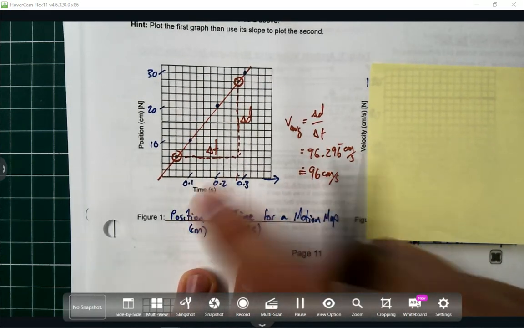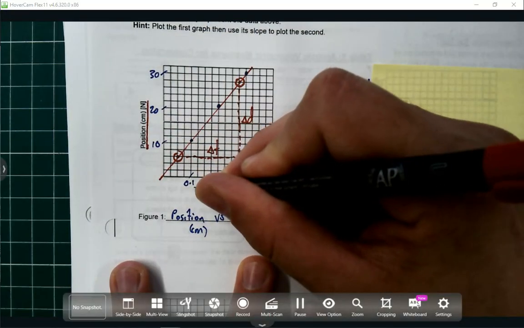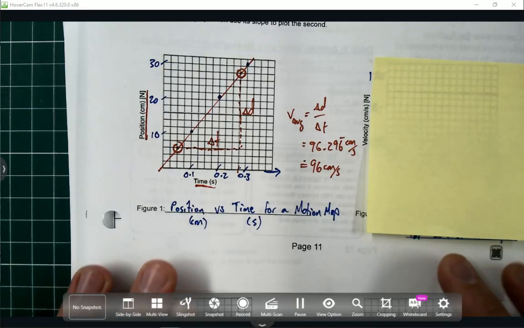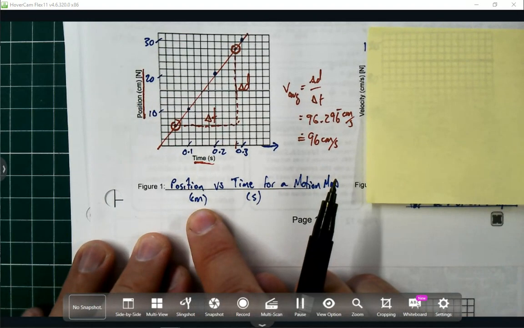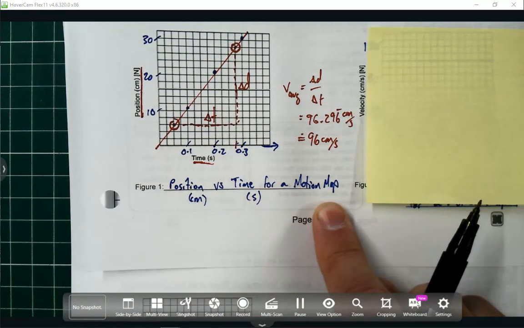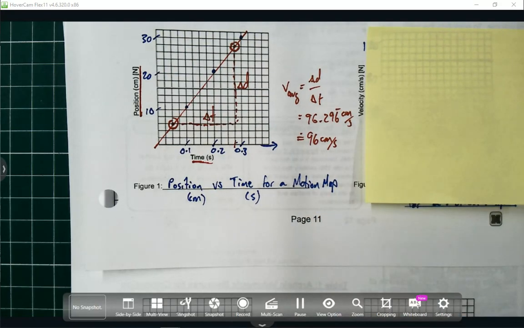We've got time in seconds, we've got position in centimeters, and really we should be underlining these things and getting into those good habits. We should have a descriptive title: position in centimeters versus time in seconds for a motion map. And in this case, because we don't have any further context, like we don't know if it's a car or whatever it is, we're just going to call it a motion map, okay? But if we knew more, we'd say more.